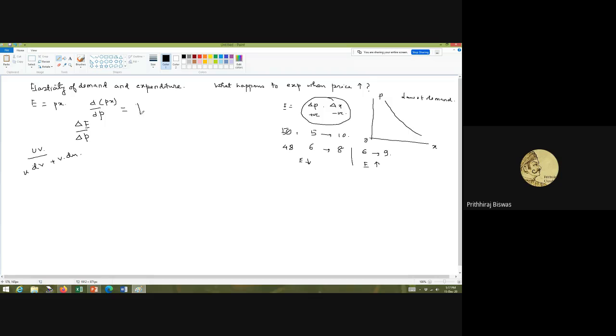P dx/dP plus x. Here dP cancels out. Okay. Now let us take x common. So I have to bring an x over here, and for convenience, I just bring this forward.